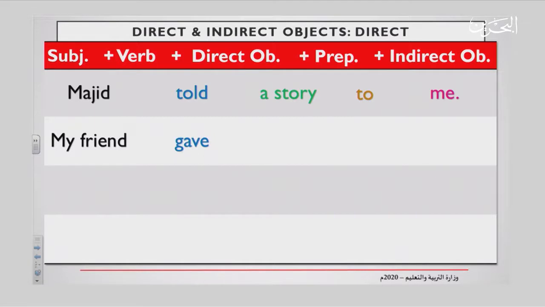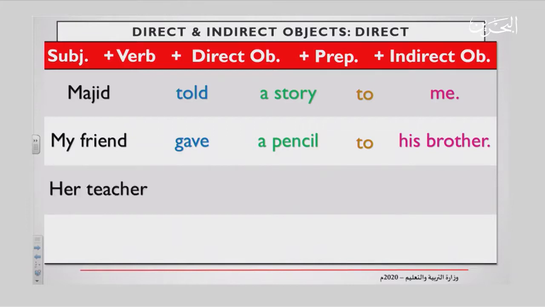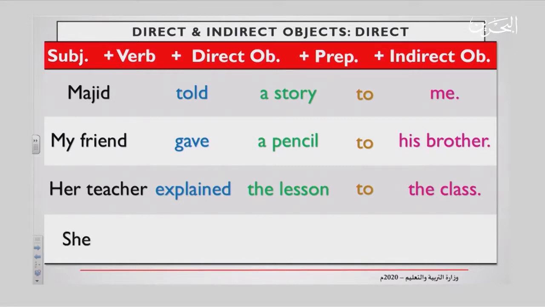My friend gave a pencil to his brother. I needed the preposition to make the sentence correct. Her teacher explained the lesson to the class. As you notice, I had to change taught to explain in order for me to switch between the direct and indirect objects. She is going to buy the book for him.